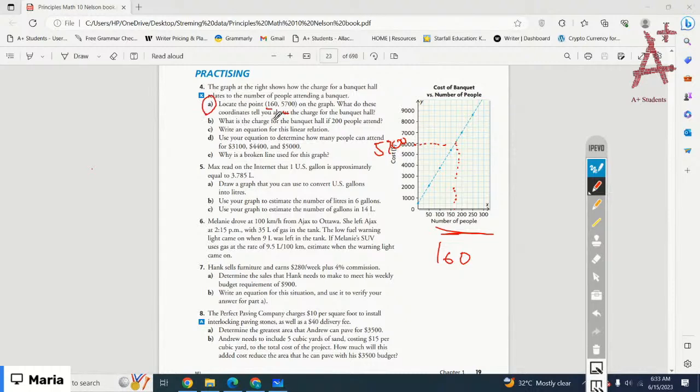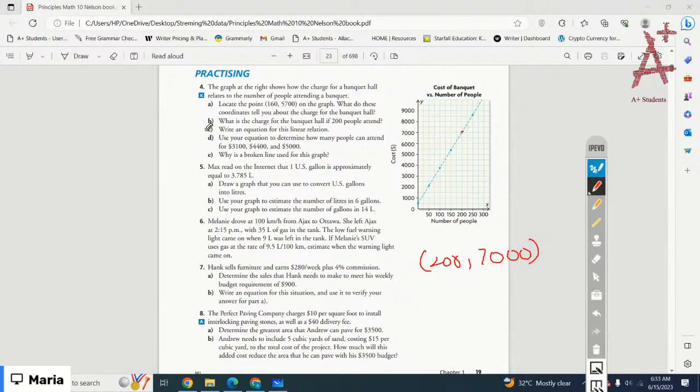Okay, the next one is, what is the charge of the banquet hall if 200 people attend? Now you have to see the value at 200. Here is the point for 200. So that means if 200 people attend the banquet hall, the cost of the hall would be 7000. That is the point on the graph.